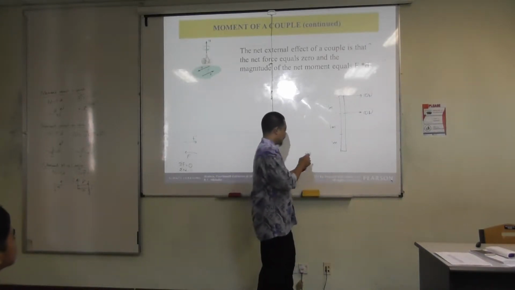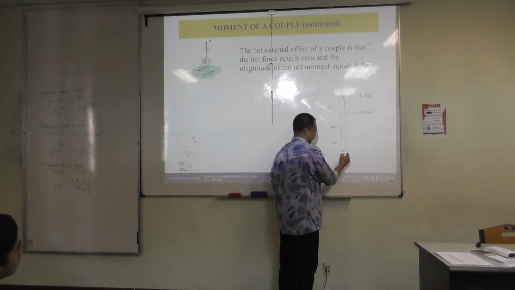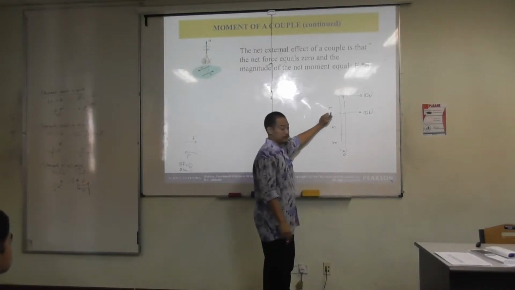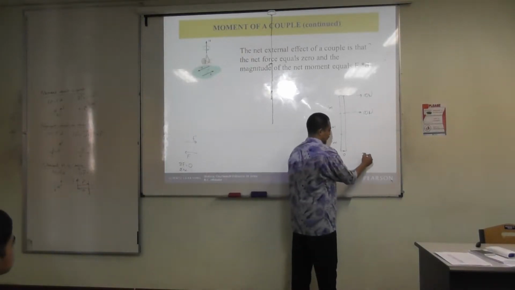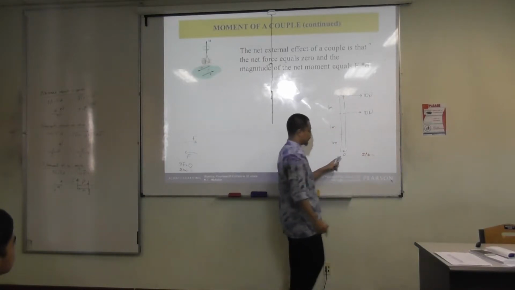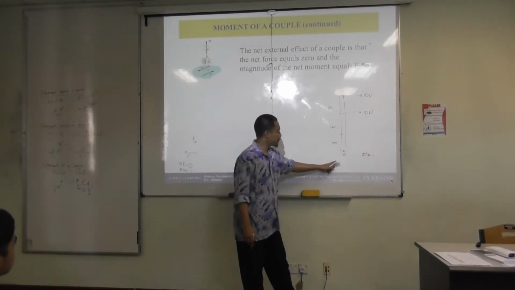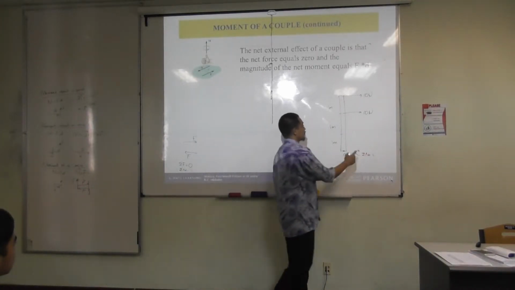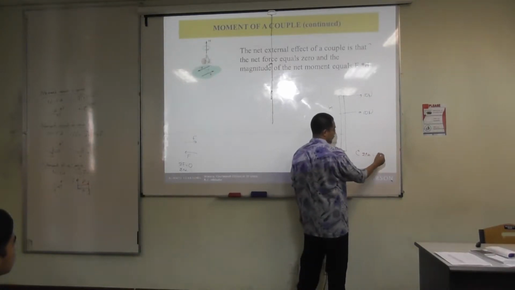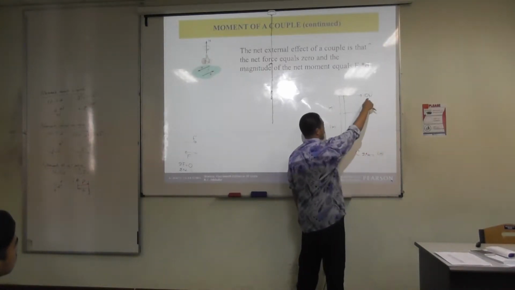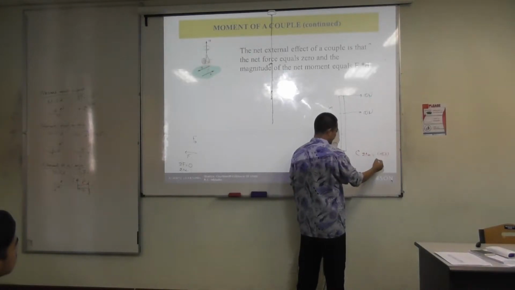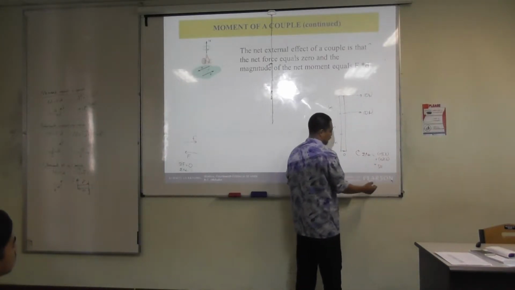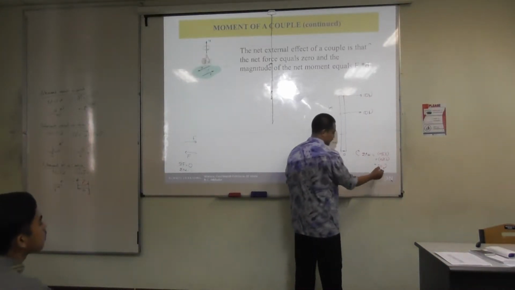Now, if this is point O, for example, of course the summation of force will be 20. What about the net moment about O? How do you calculate? Let's say we take clockwise as positive. Basically, you have this one, 10 multiplied by 3, and then this one, 10 multiplied by 2, you get 50 Newton meter clockwise.